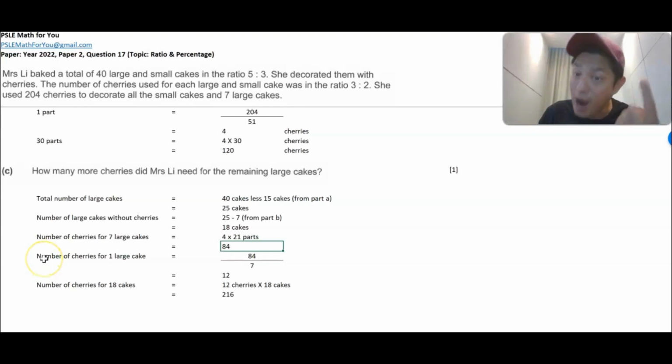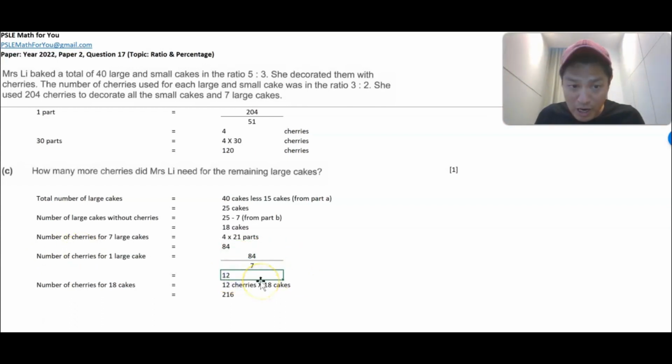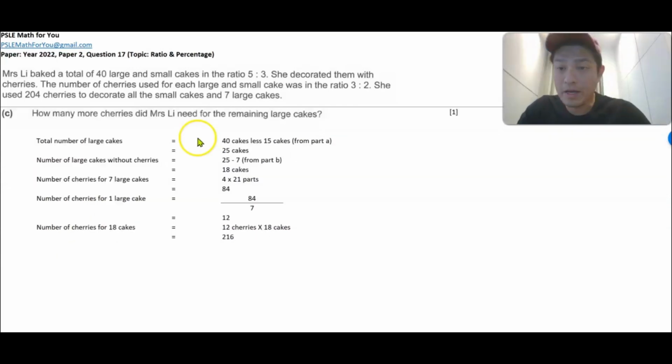Now therefore, one large cake requires 84 cherries divided by 7, which would give me 12 cherries. And if you need to decorate 18 large cakes with the same amount of cherries per cake, then you just take 12 cherries multiplied by 18 cakes, and then you get 216. Okay, that's the end of that.